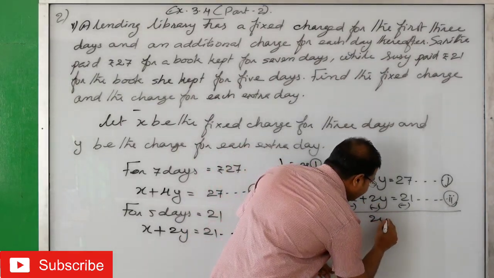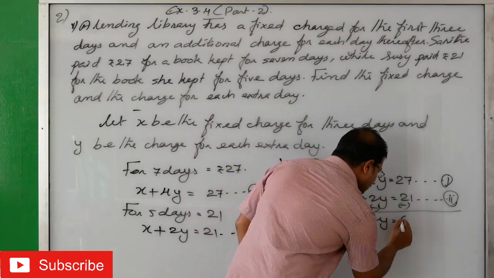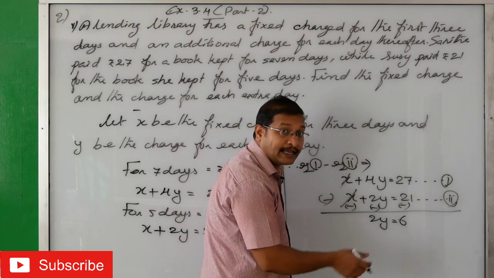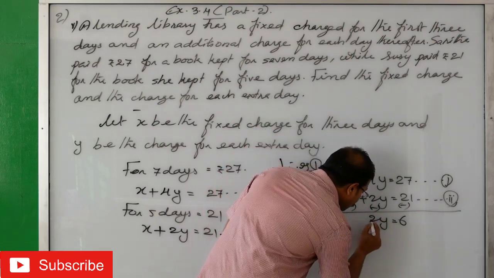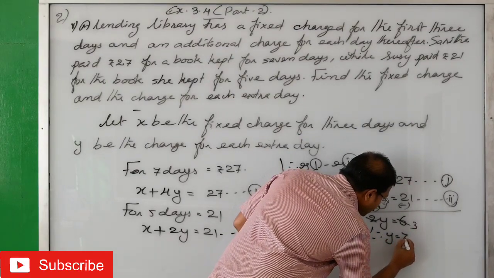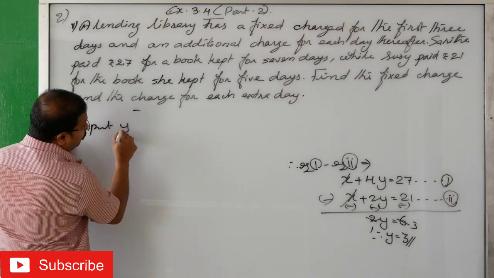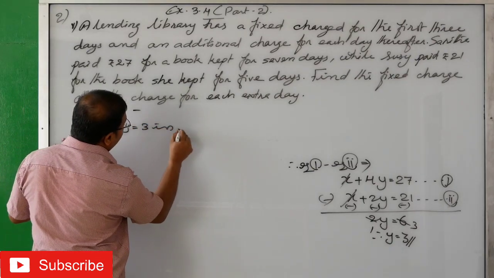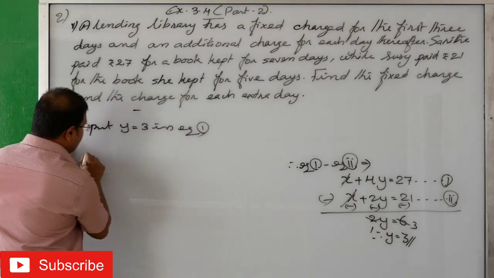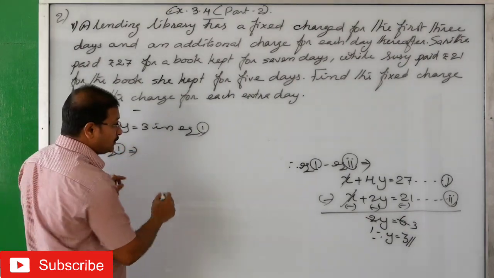That means 2y equals 27 minus 21, 6. Now, both sides, what we can do? We can cancel by 2. 2 ones are 2, 2 threes are 6. Therefore, y equals 3. Now, put y equals 3 in equation 1. Therefore, equation 1 implies the first equation. What is the first equation?